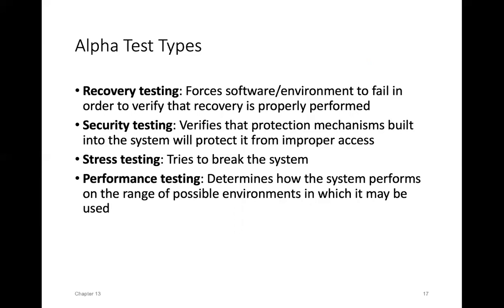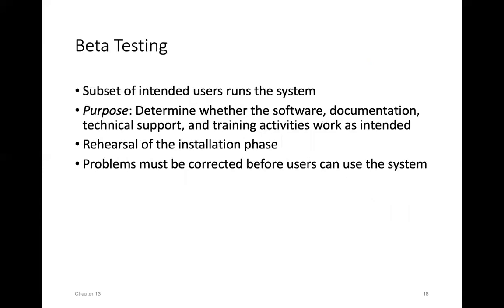So maybe using different hardware configurations, different networks, different operating systems from a performance testing perspective. For an alpha test, we're using a dedicated test environment. Next is beta testing, where a subset of intended users run the system.